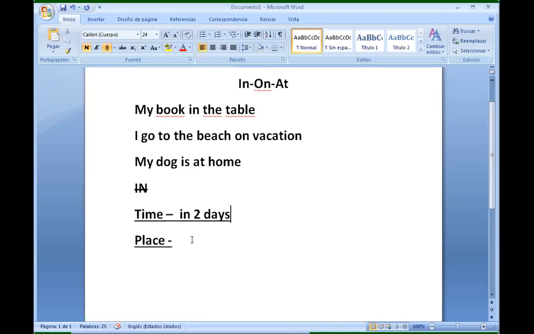Okay, good. Y place es fácil, ¿verdad? Porque simplemente es in. Hey, where is the movie? Oh, it's in the DVD. ¿Qué es lo que más solemos perder? Las llaves. Where are my keys? Oh, man, it's in the car. My cell phone. Where's my cell phone? In the bathroom. Okay.